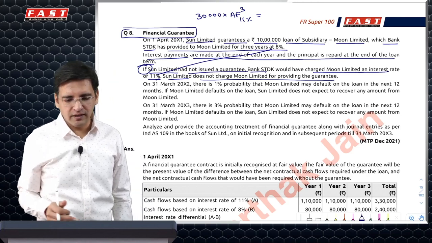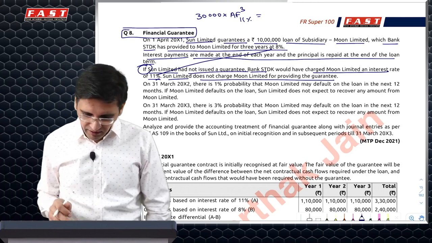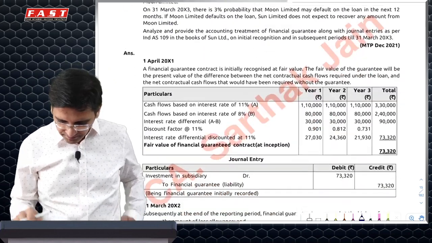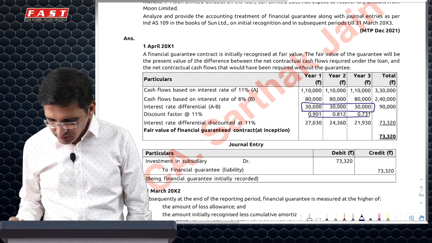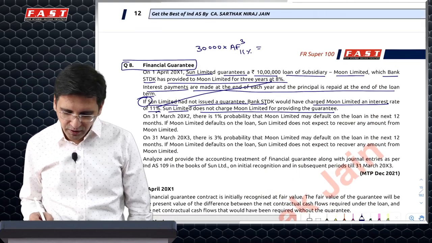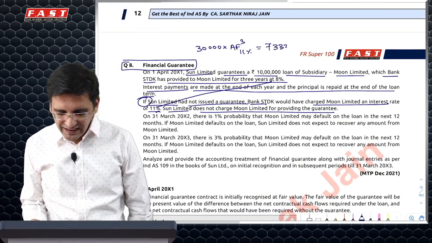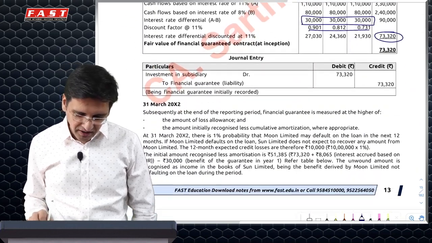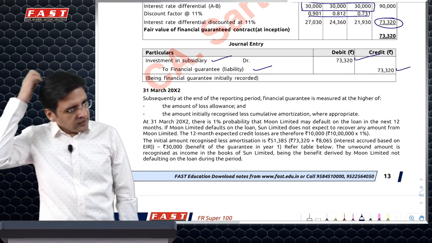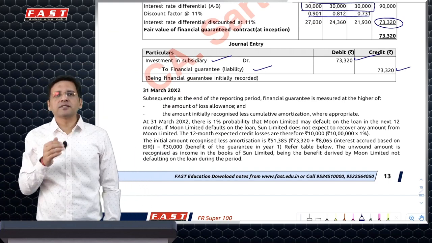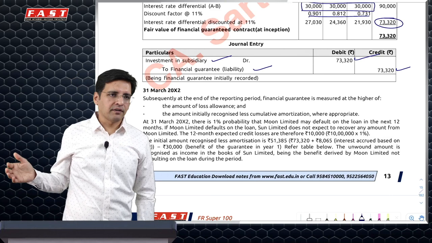Present value, if I calculate, it will be the present value of 30,000 for 3 years. So what they've done is they've calculated the present value of this 30, 30, 30 using the annuity factor. They've calculated it to 73320. So this is the initial recognition entry: investment in subsidiary to financial guarantee. Now Ind AS 109 says that this is your income which you should recognize over a period of 3 years.